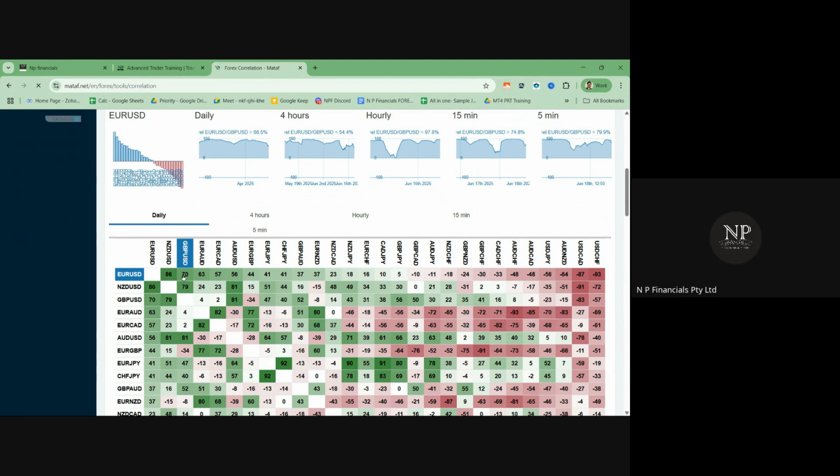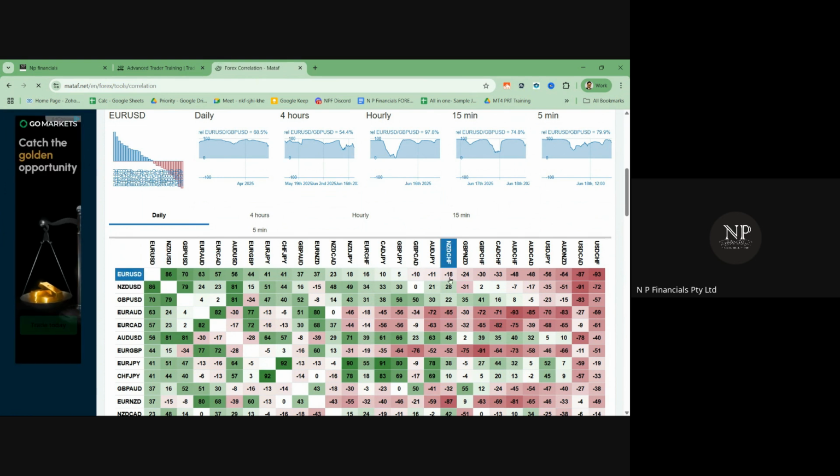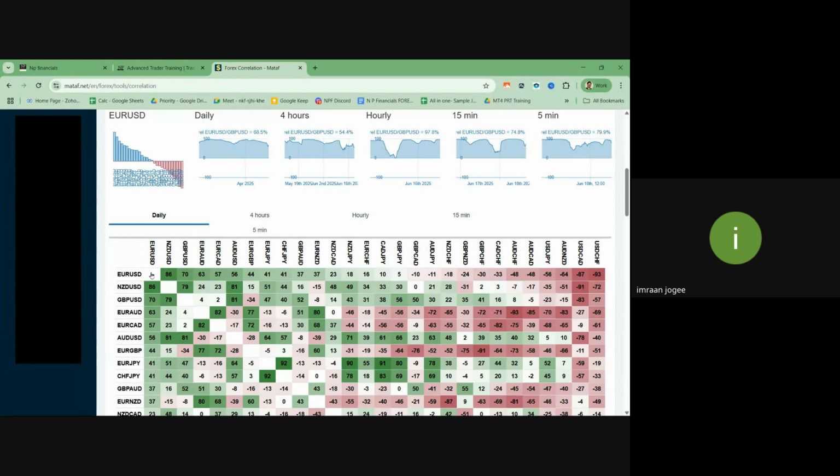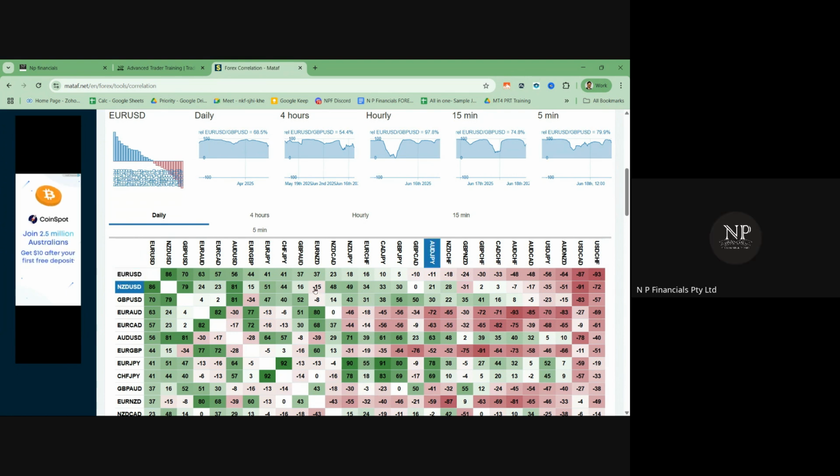And if you see euro is correlated to Aussie yen only 11% minus, and GBP CAD 10%. Minus means opposite. If euro is going up, there is 93% chance that USD CHF will go down. Plus means positive correlation, minus means negative correlation.